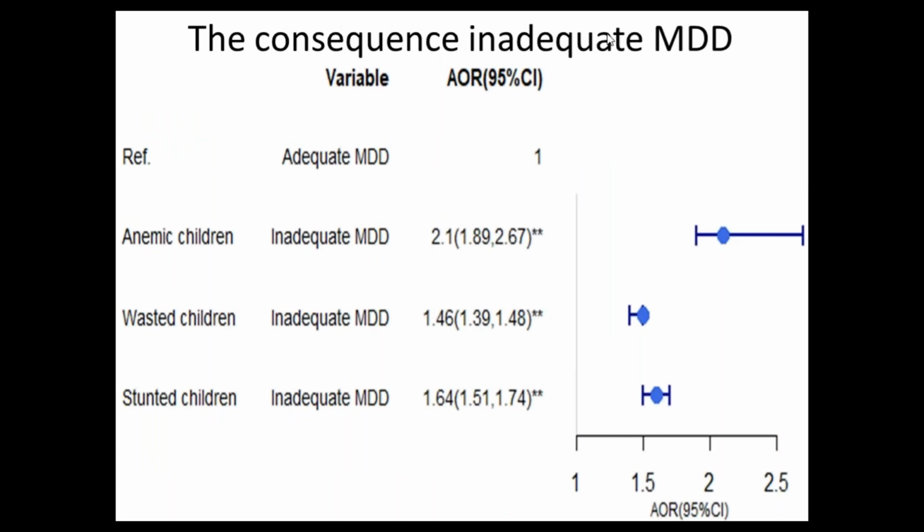This is the consequence model. The consequence model indicates that due to inadequate minimum dietary diversity, the child will be anemic, wasted, and stunted. The first one indicates that a child who has not got adequate minimum dietary diversity is at 2 times higher risk for anemia, and likewise for wasting and stunting.